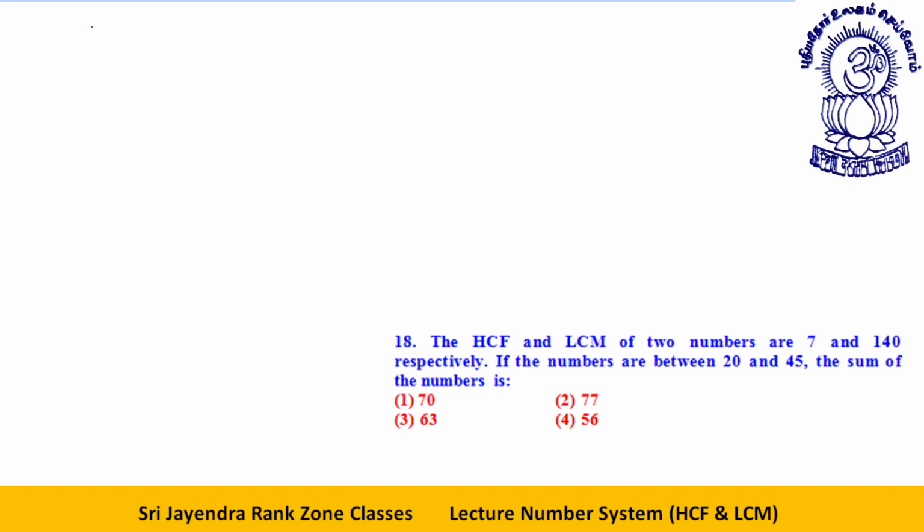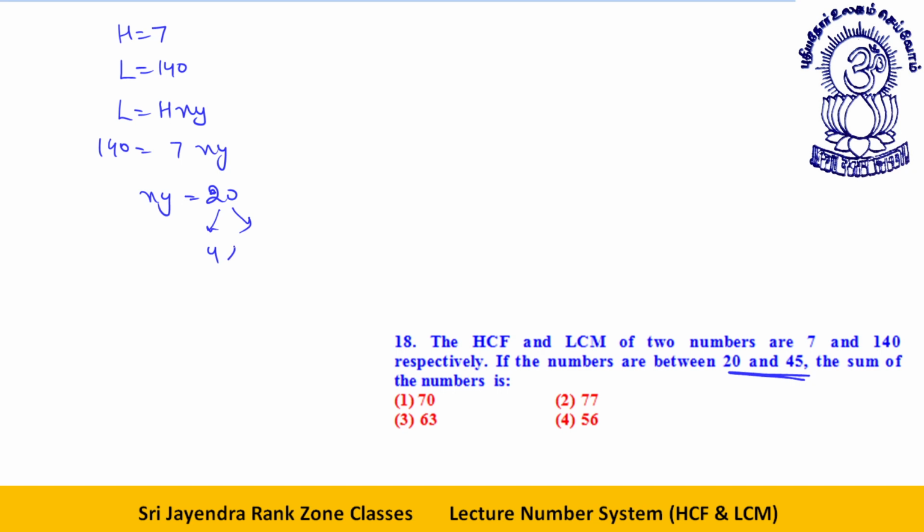The HCF and LCM of two numbers are 7 and 140. H is equal to 7, L is equal to 140. We already know L is equal to HXY, that is 7 into XY. Therefore XY is equal to 20. If the numbers are between 20 and 45, what is the sum of the numbers? See, dear students, X and Y have to be 4 and 5 now, 4 multiplied by 5. Now H is 7. The numbers are between 20 and 45.